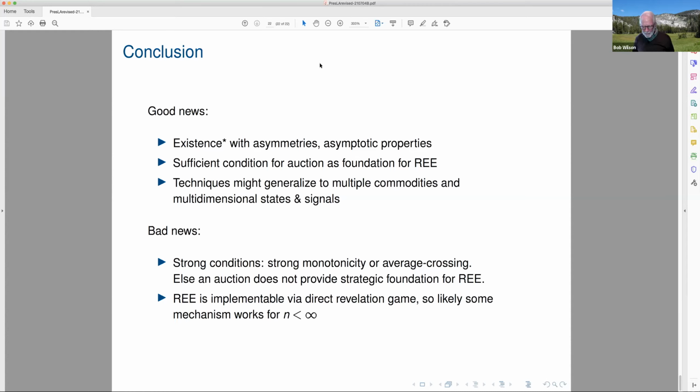There are more problems of multiple equilibria with multiple commodities, or excuse me, multidimensional signals. The work of Heumann has been showing this, that even in the simplest models that we have, when you have multidimensional signals instead of one-dimensional, then you generate new equilibria. So when you say techniques might generalize, that's a very big might. There's a big question as to whether you could carry it through.